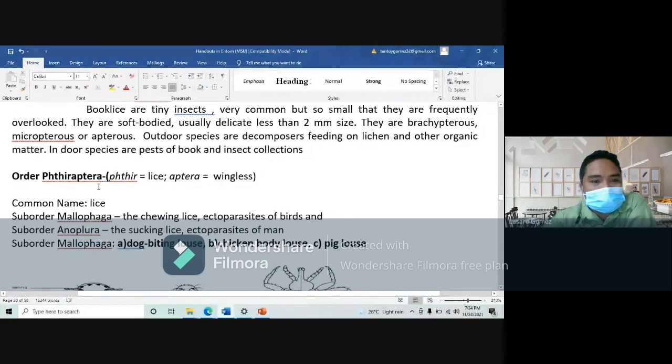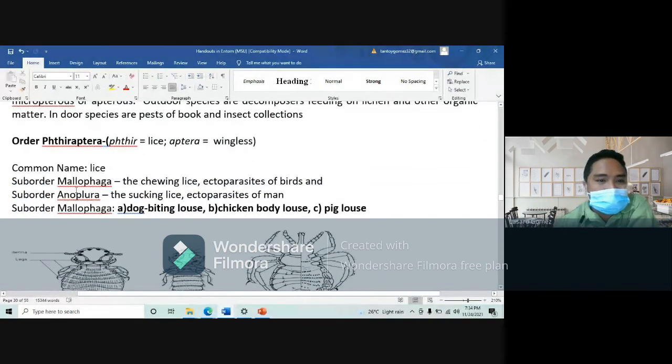The other order is Phthiraptera. Okay? Phthir means lice, Aptera means wingless. So examples of these are the common lice. We have the suborders of these lice: suborder Mallophaga, suborder Anoplura. Mallophaga means the chewing lice. They are called the ectoparasites of birds. And the other suborder is the Anoplura, or the sucking lice.